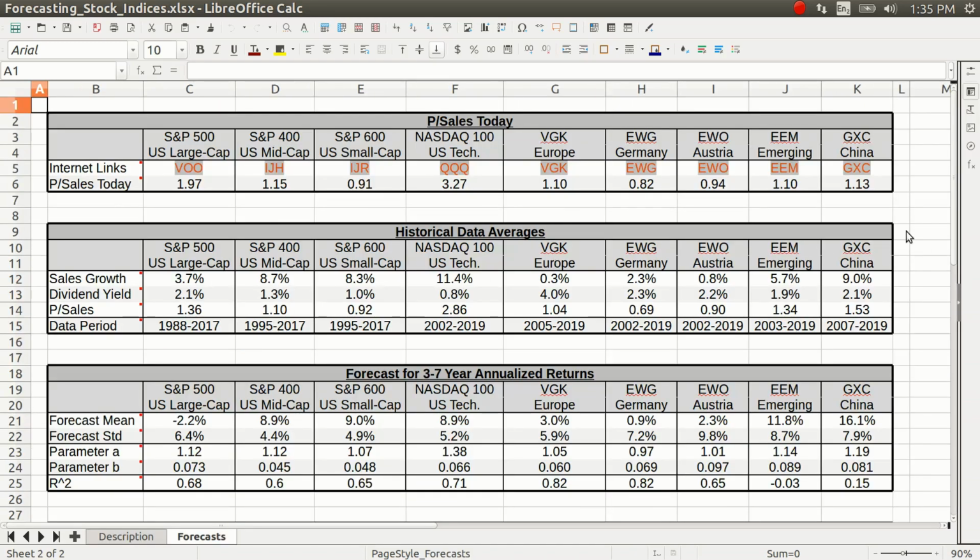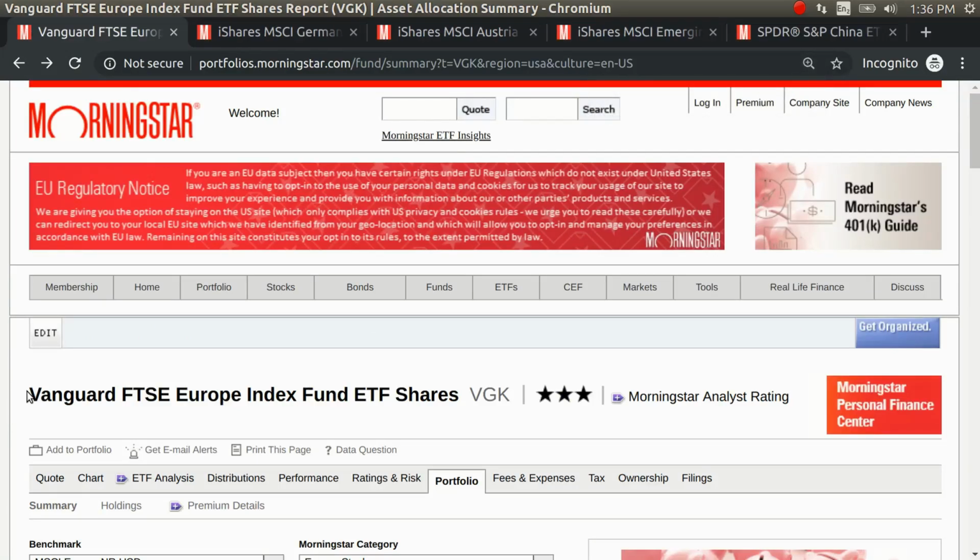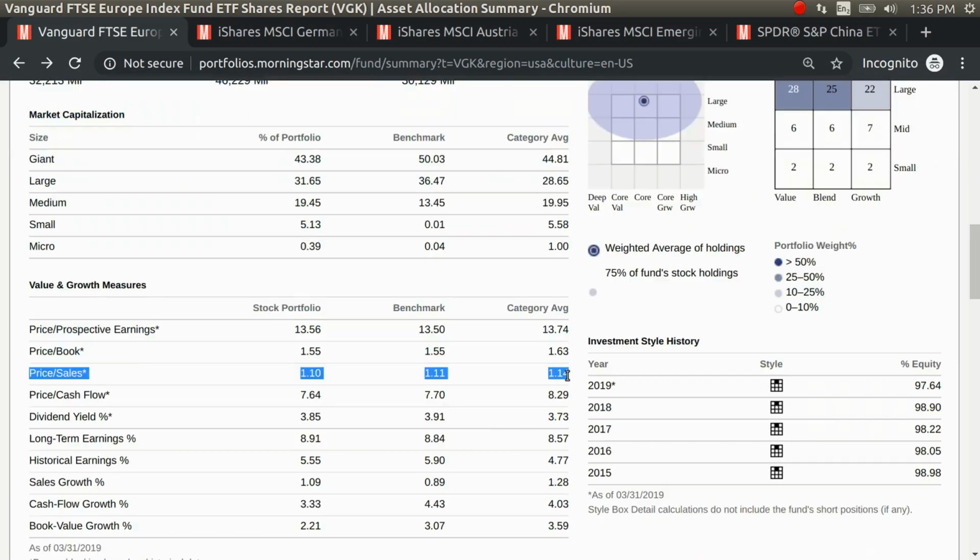So if we go to the second page of the spreadsheet, we see several boxes. The first one on top has the price to sales ratio for today. So the intention here is that you click the links. For example, this one here, VGK. We click it and we get to this page right here for the Vanguard FTSE Europe Index Fund with the ticker symbol VGK. Then we scroll down and find this line here that says price to sales ratio. And we can see that it has a value of 1.10.